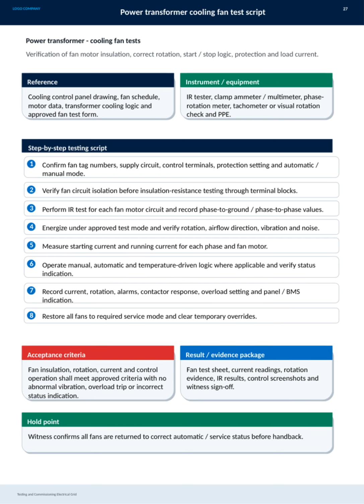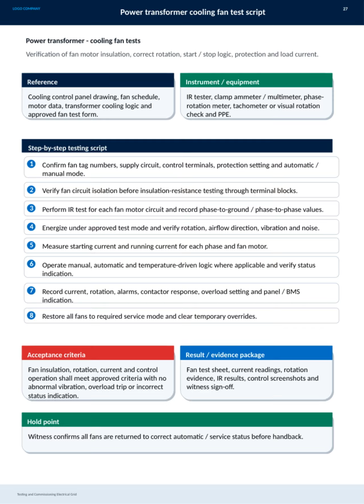On this slide, we focus on the power transformer cooling fan test script, which is essential for ensuring the reliability and safety of the transformer's cooling system. The main goal is to verify several critical aspects: the fan motor insulation, correct rotation, start and stop logic, protection settings, and load current. To carry out these tests properly, we reference key documents like the cooling control panel drawing, fan schedule, motor data, and the approved fan test form. The testing requires specific instruments including an insulation resistance tester, clamp ammeter or multimeter, phase rotation meter, and a tachometer or a visual check for rotation, along with appropriate personal protective equipment.